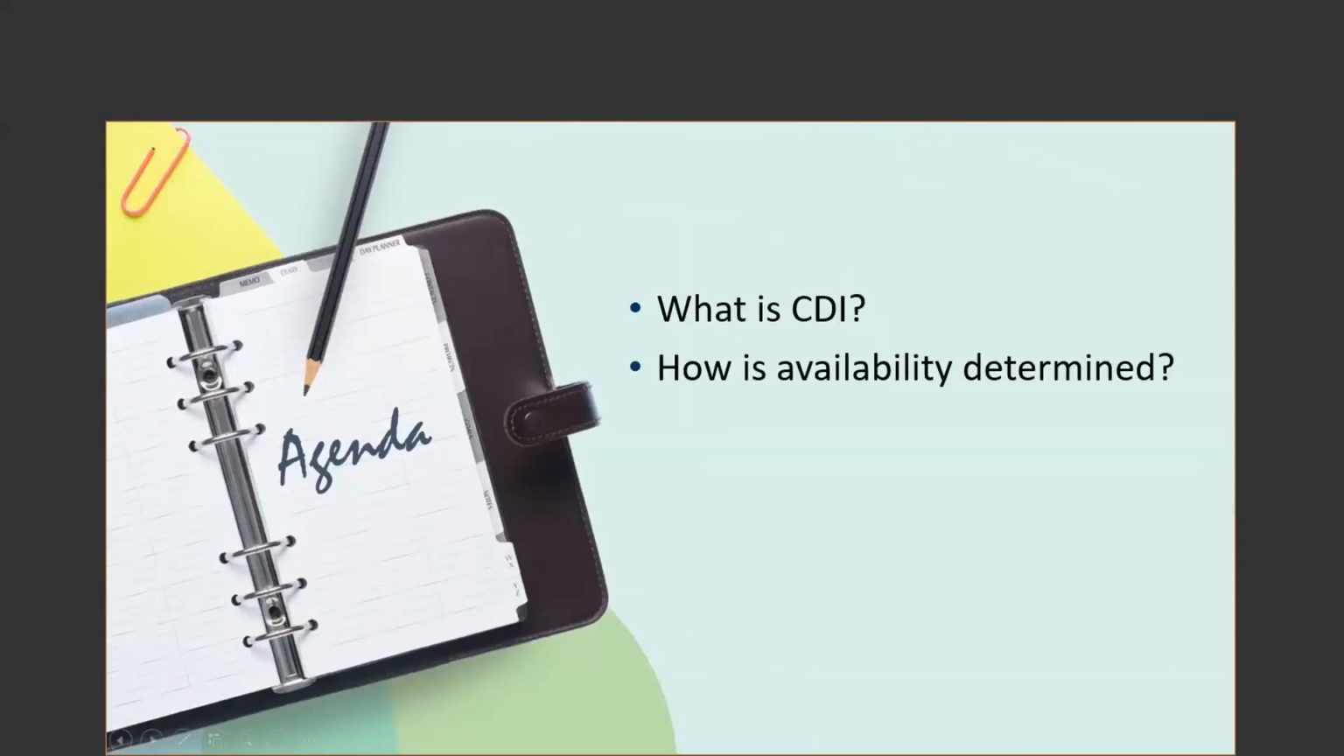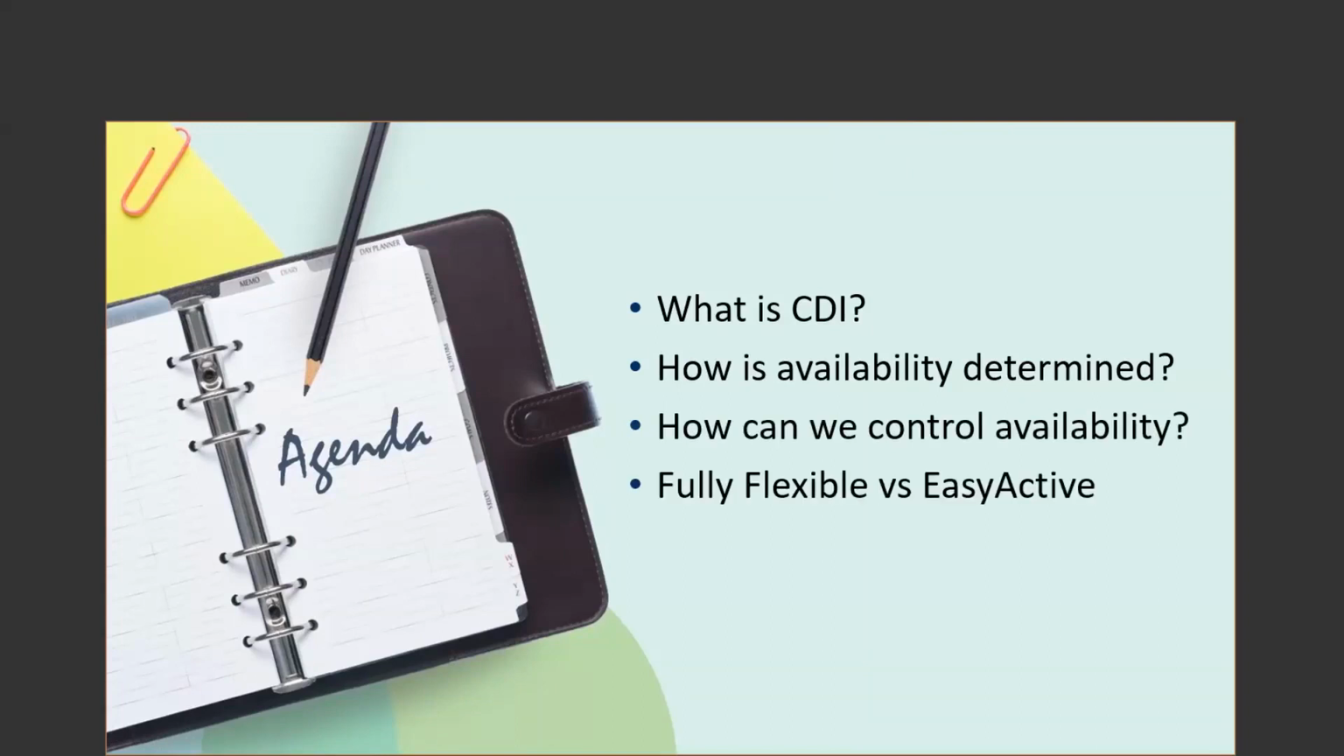We'll talk about how availability is determined. So when you get that available online sticker, and then what can you do to control the availability, how it's presented in your Primo VE environment. We'll talk also about the fully flexible versus the easy active models.